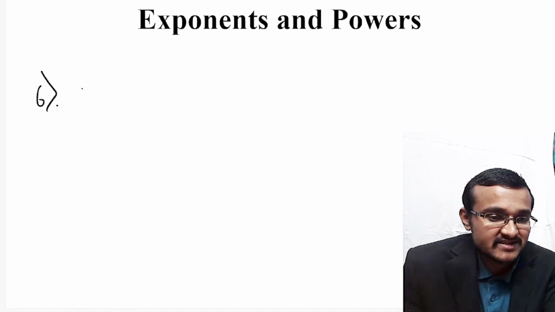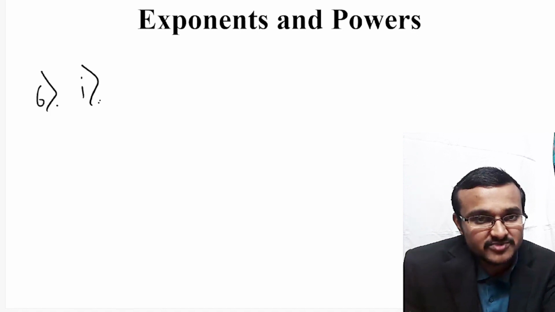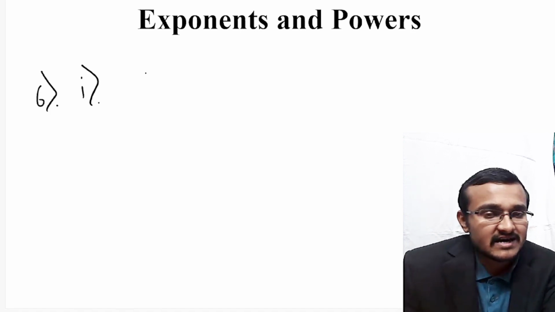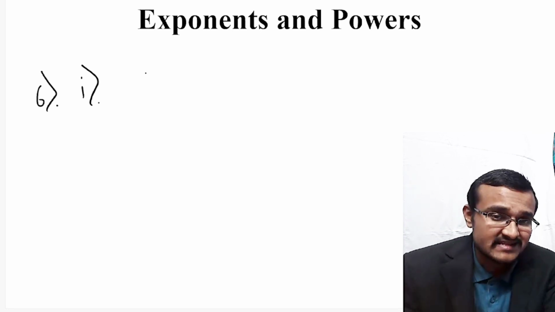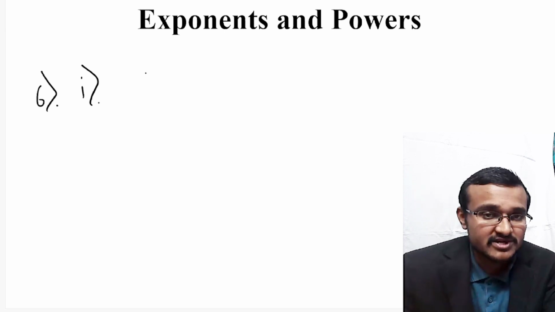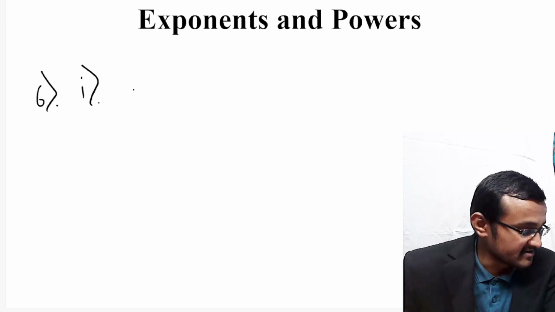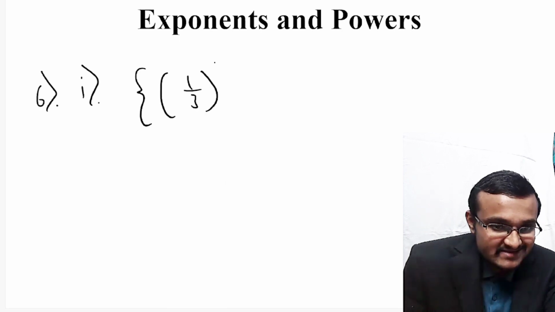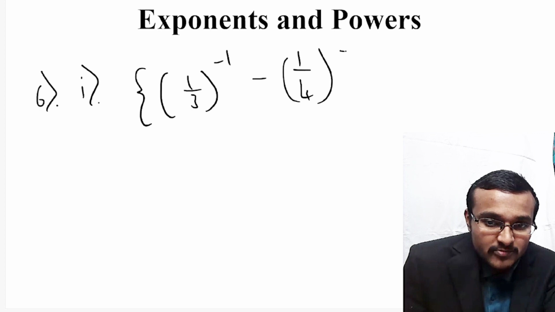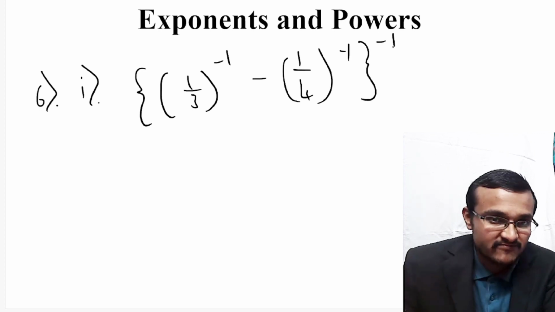Coming to the sixth question, here they have given two questions. I will solve one particular question. The other second question you can solve, because here again they have asked to evaluate a particular value which they have given here. Inside the flower bracket they have 1 by 3 whole power minus 1 minus 1 by 4 whole power minus 1. This entire term is raised to the power y minus 1.